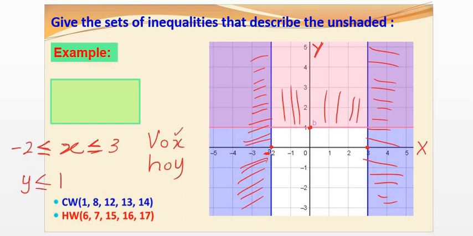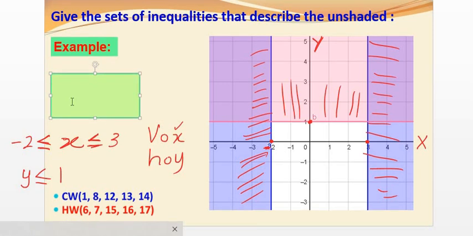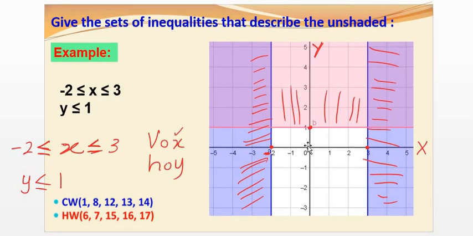Clear? Why is it less than or equal to 1? Because we are taking the smaller values of y. In the unshaded region, I have the values smaller than 1. So I will say y is less than or equal to 1. Clear? Okay, let's solve some questions from the exercise now.